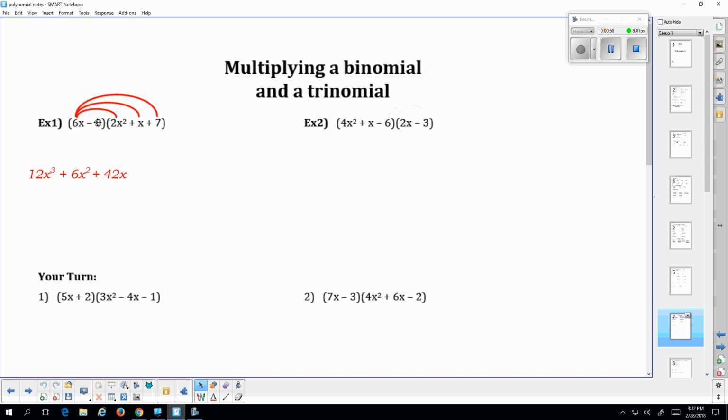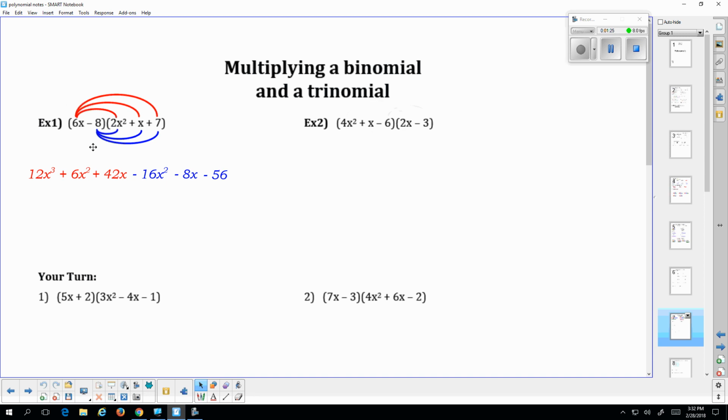Now we have to do the same thing with the negative 8. I need to distribute the negative 8 to everything in the second set of parentheses. So negative 8 times 2x squared is negative 16x squared. Negative 8 times x is negative 8x. And negative 8 times 7 is negative 56.